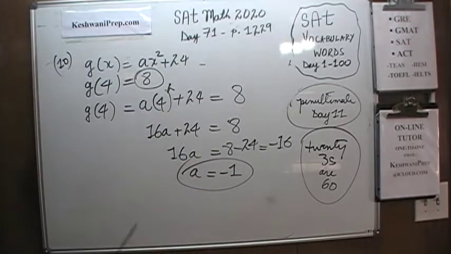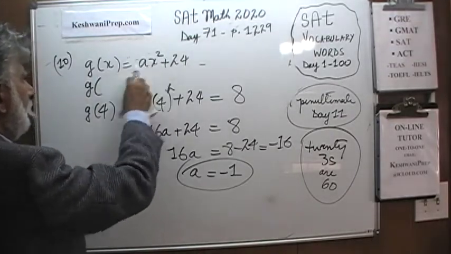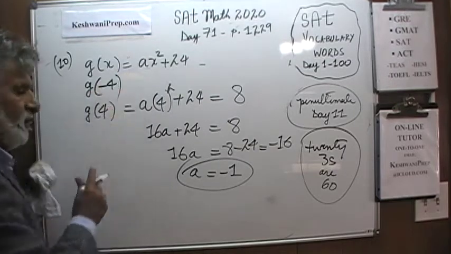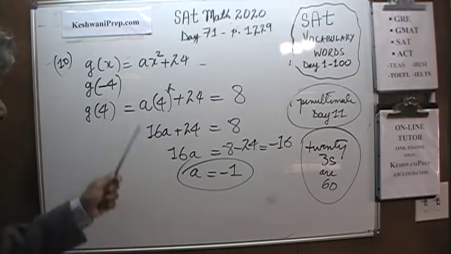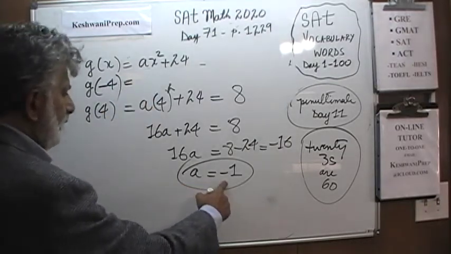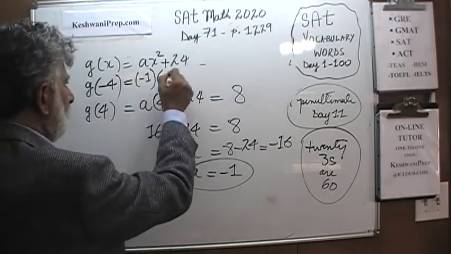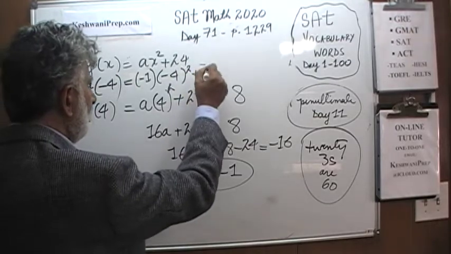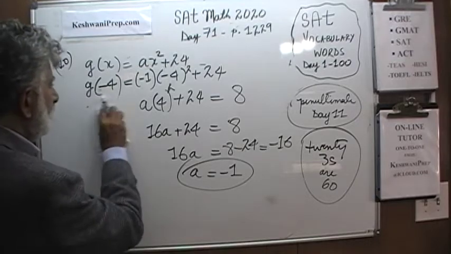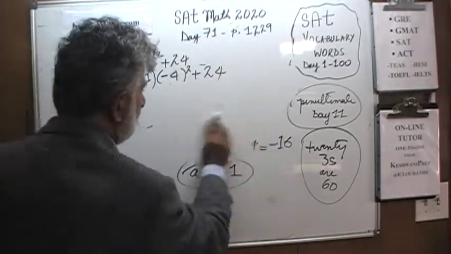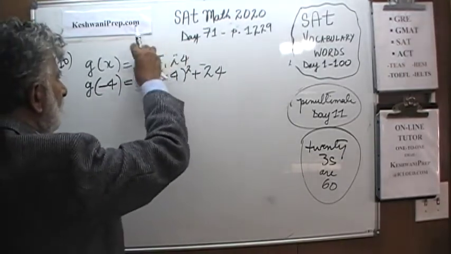Now that we have the value of a, we can ask ourselves what's the value of this function when x is equal to negative 4, because we know now a is negative 1. We put it in here. A is equal to negative 1, and our x is equal to negative 4, so it's negative 4 squared plus 24. This is getting way too crowded. I'm going to erase most of this stuff, and I'm going to rewrite this so that it lines up properly.